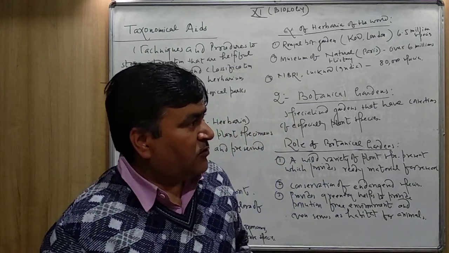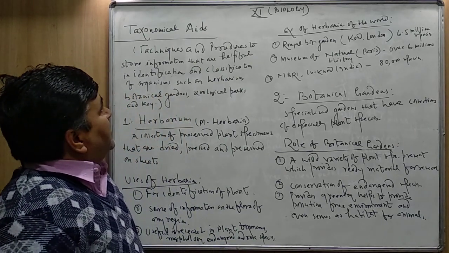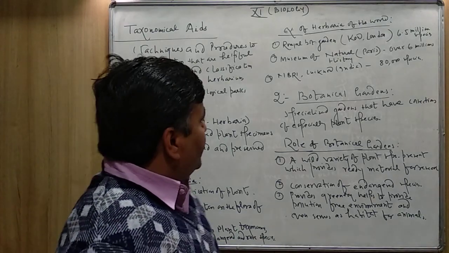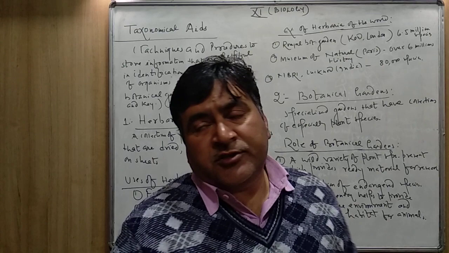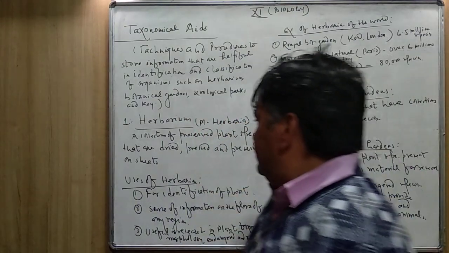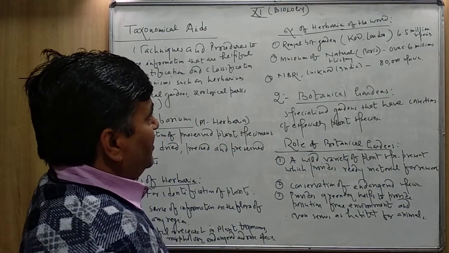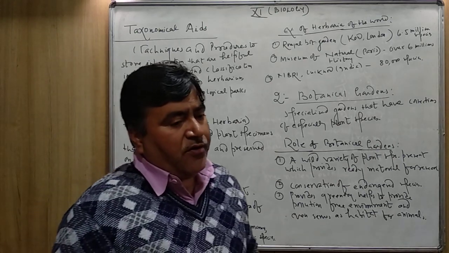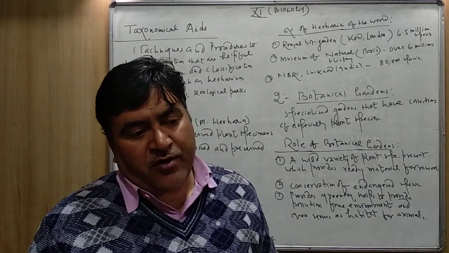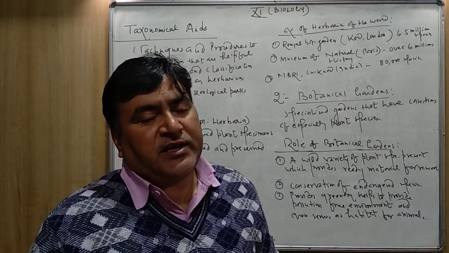Today we will talk about taxonomical aids, which includes herbarium, botanical gardens, specimens as well as key.